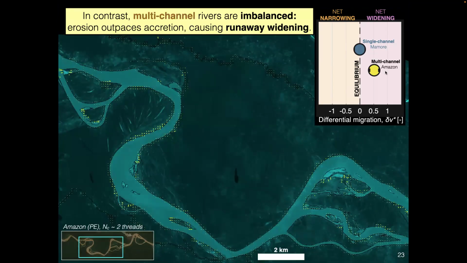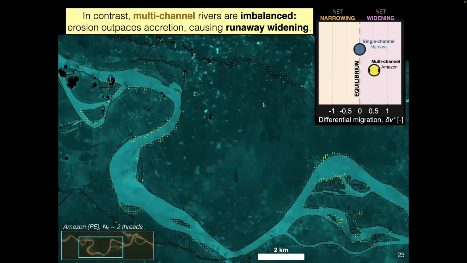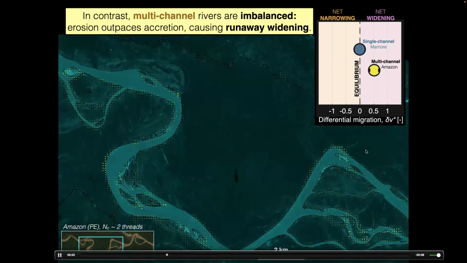And we actually see that this differential migration is positive. So here's the Amazon near Tamshiyacu in Peru. Here we saw that erosion actually outpaces accretion laterally, causing this runaway widening effect. And I'm going to play this Landsat time lapse here to show you what that looks like. It's the same thing, one image per year, and the yellow vectors are the migration.